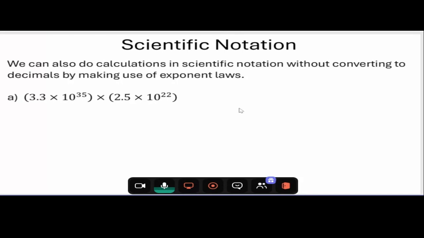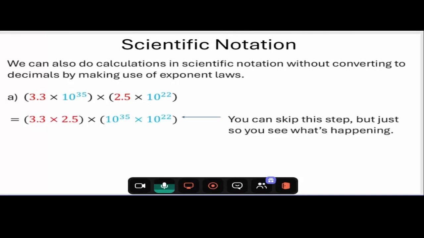But we don't have to, because this says 3.3 times 10 to the 35 times 2.5 times 10 to the 22. It's all multiplication, right? And we know that when we multiply, we can do it in any order we want. So let's take the two numbers and multiply them, and take the two powers and multiply them. And you see my little note here that you can skip this step. I just put it there so you can see what's happening. So 3.3 times 2.5 on your calculator is 8.25.